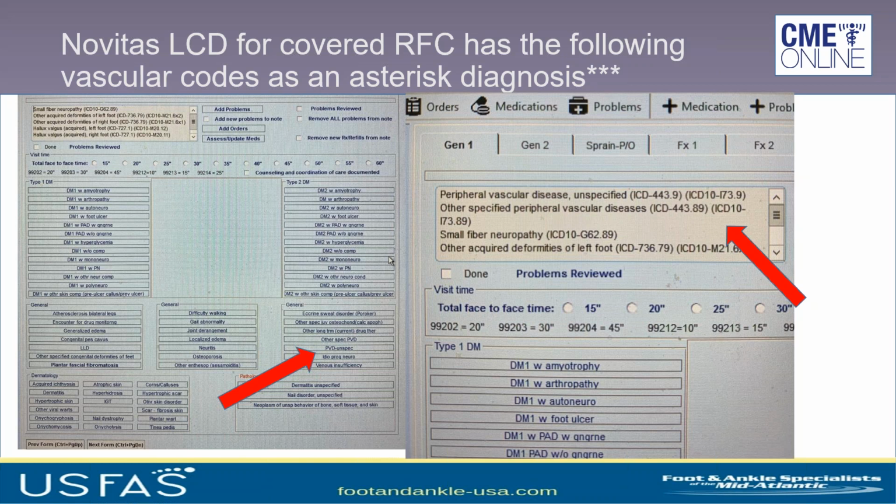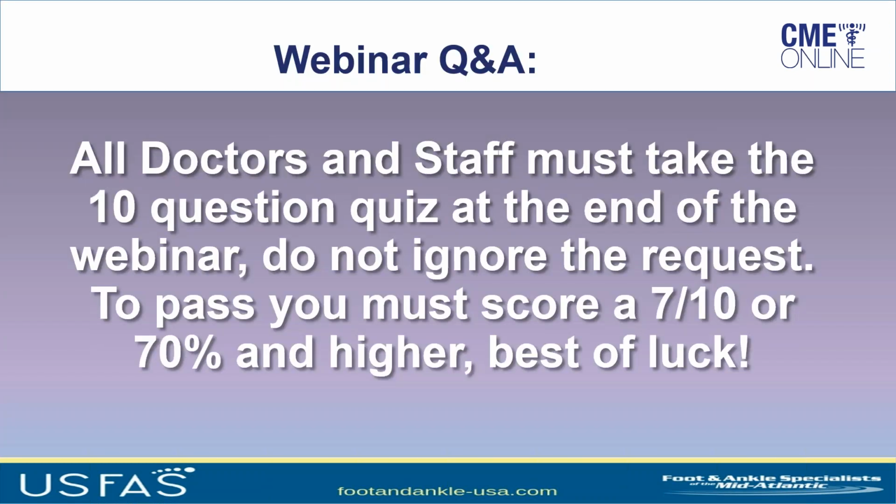But otherwise, the date last seen is needed with any asterisk diagnosis, which is typically a systemic diagnosis. So we're talking about your diabetes patients usually, and potentially those other diagnoses I just showed you, the I-80 and I-87 diagnoses with Novitas.